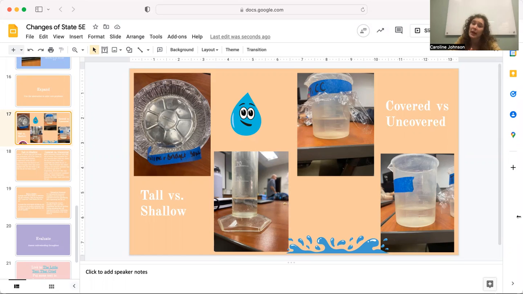In terms of surface area, the larger the surface area, the faster something can evaporate. The water molecules in a larger surface area have more room to leave the container as water vapor.